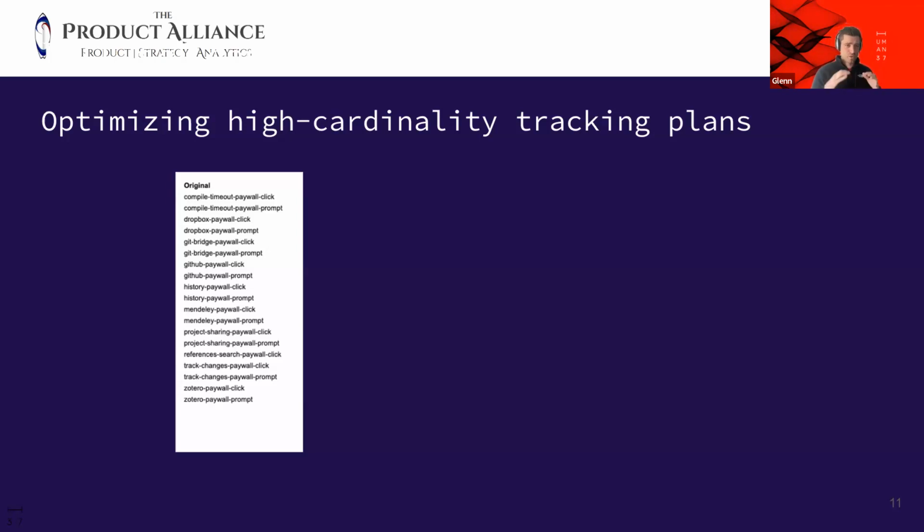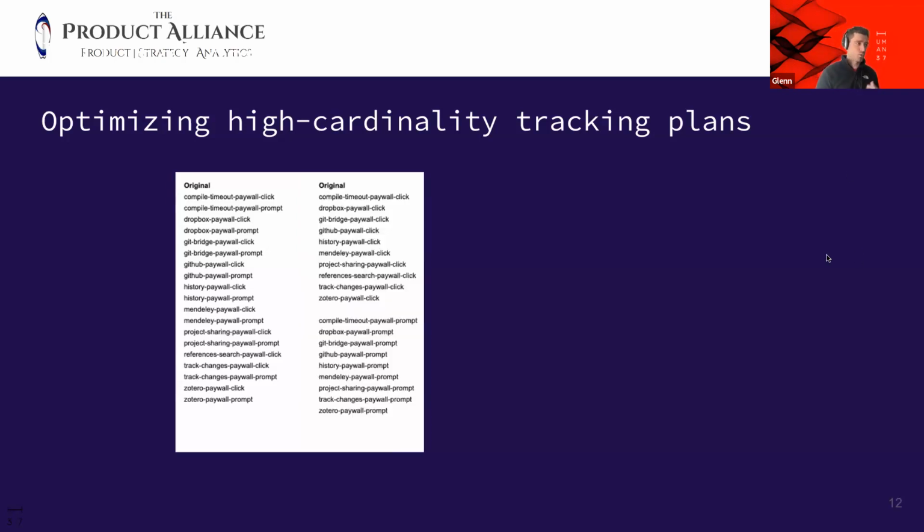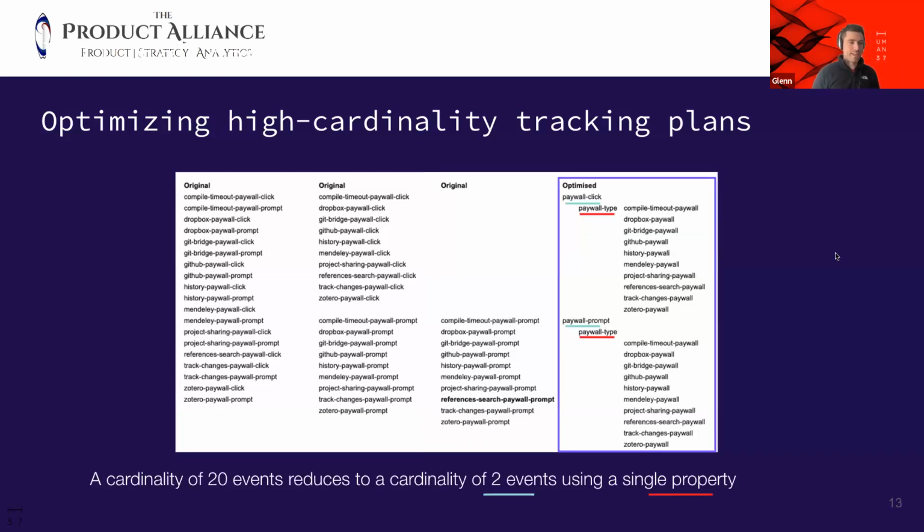Now, if you dig into this and start analyzing it, you understand very quickly that there are two types of events: the click part and the prompt part, right? This is about a paywall. Typically people would see a paywall, which would be the prompt, and then they would click through it, and the fraction would be the click-through rate. If you optimize this further, you end up with two events with a single property, and that property provides context about that event. So you would get a paywall click where the paywall type would be one of these values. Same for the prompt.